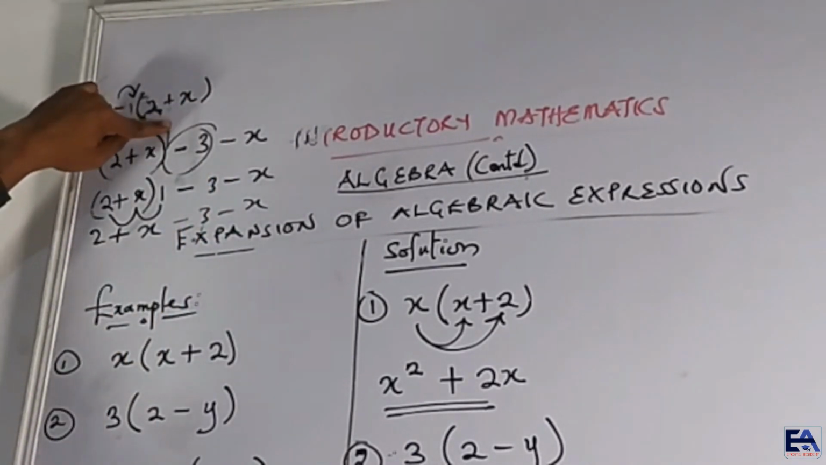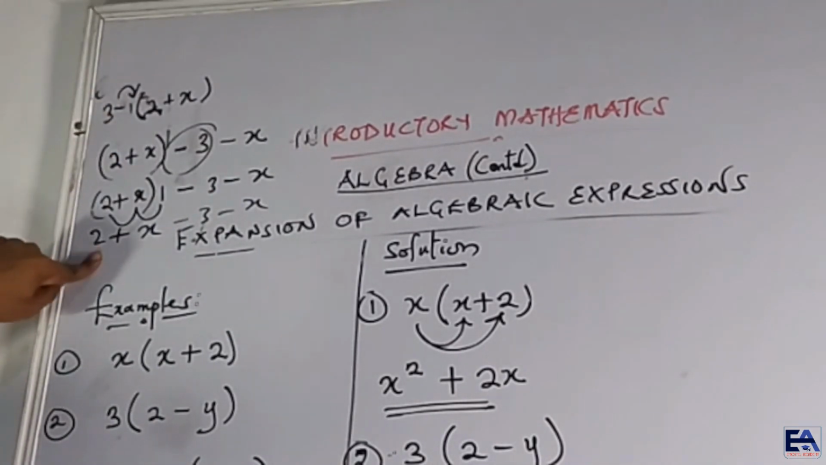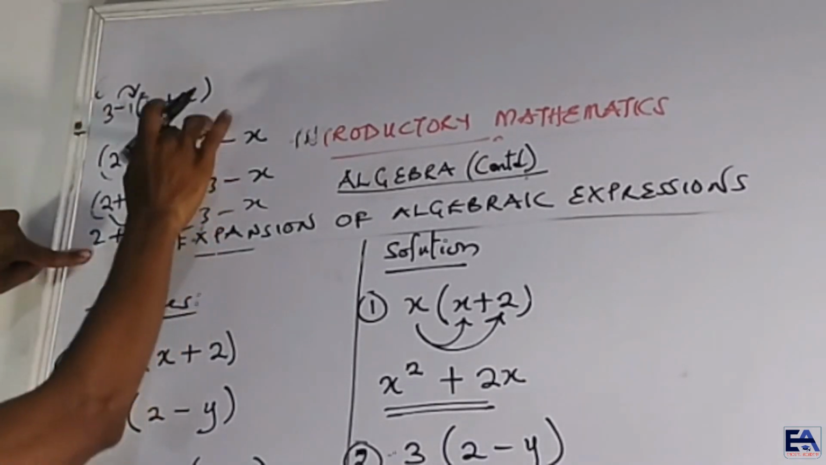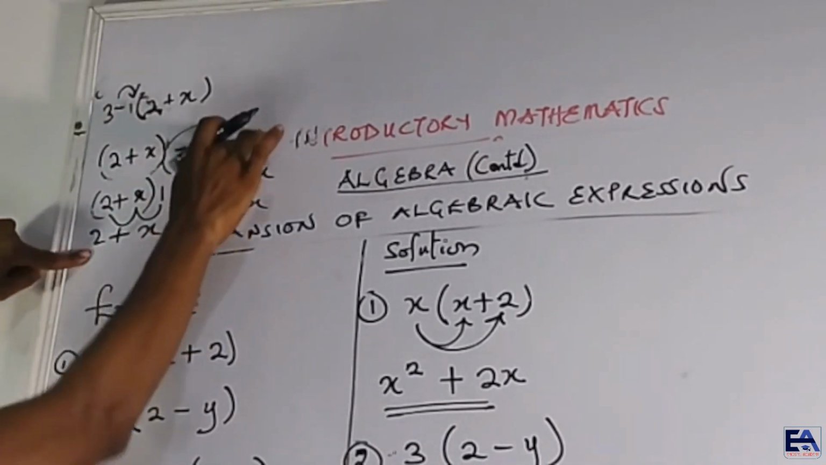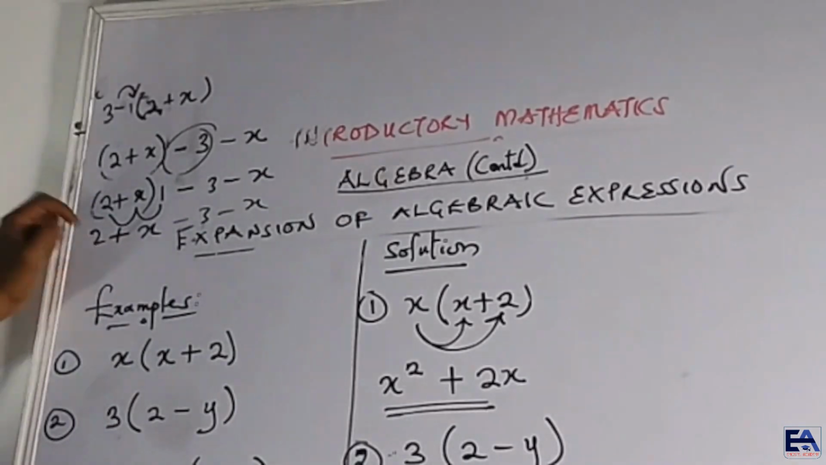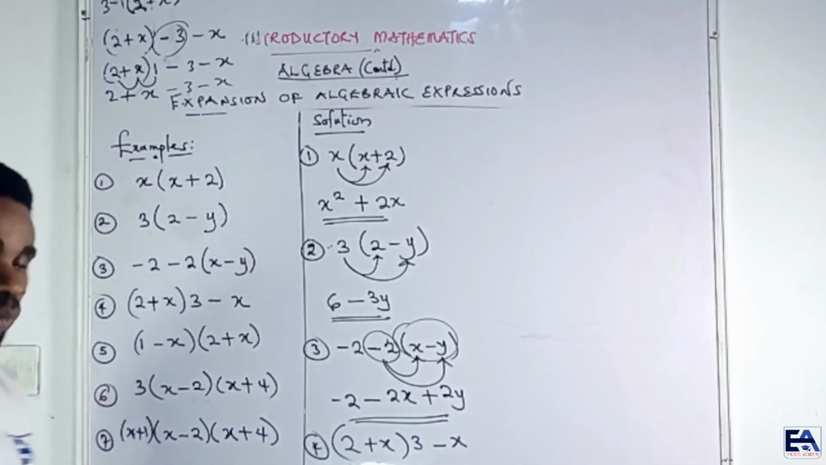You might decide to leave it there. You might decide to ignore it. Whether you ignore it or not, it is still going to give you the same result. Because if you ignore it, it only means that you just write 2 plus x, and then bring down this minus 3, and then this minus x, and then you collect like terms. Okay?